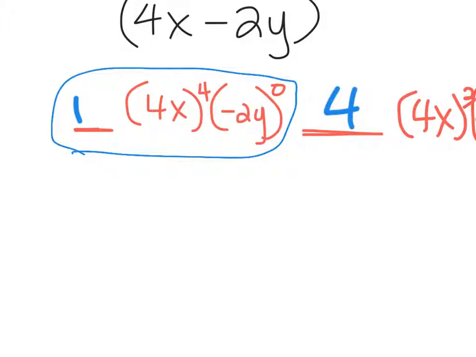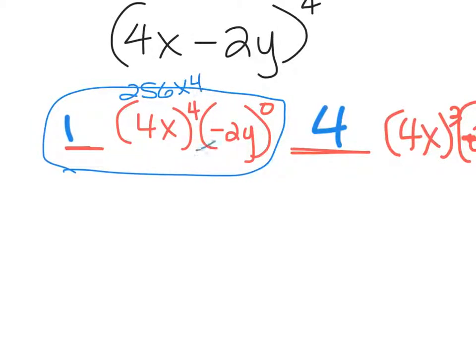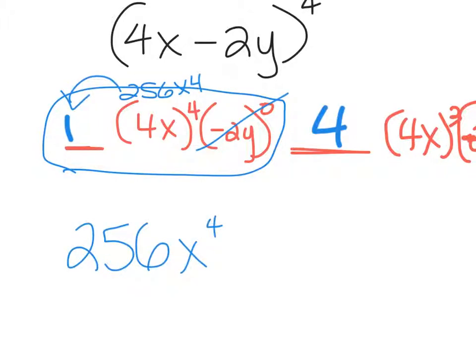I try to go easy on the numbers, but that is a possibility. That's 256. X to the 4th. There's nothing here because that would be a 1, and that times 1 is 256. X to the 4th. That's my first term.